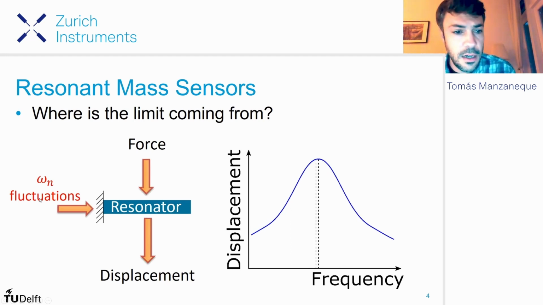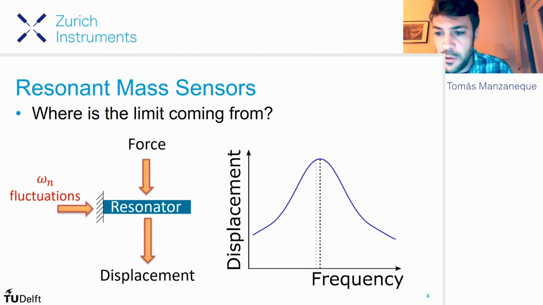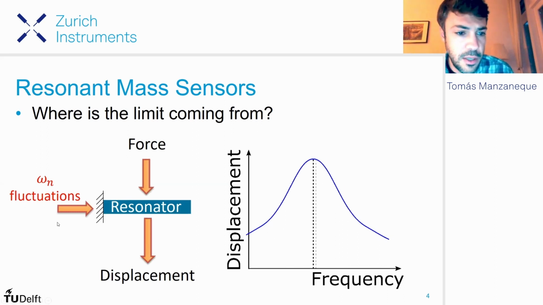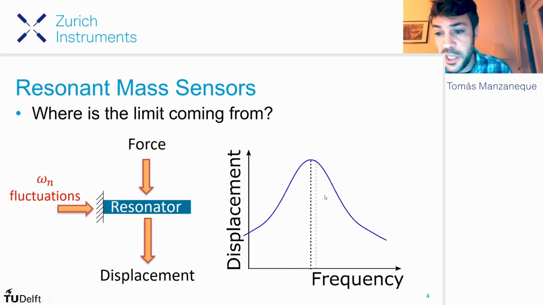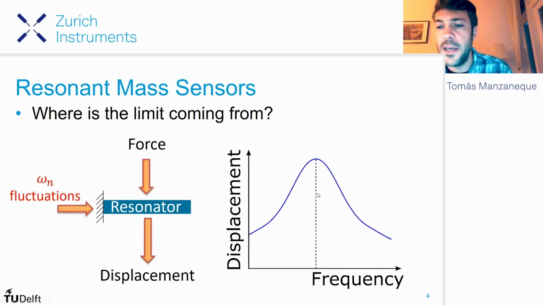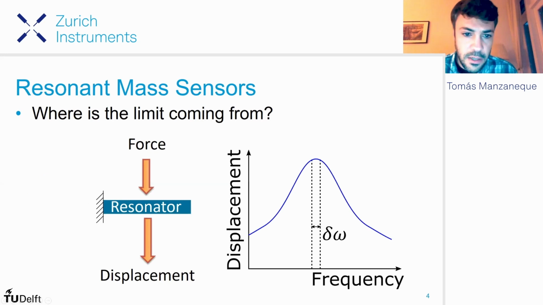For instance, if there are drifts or fluctuations in the temperature of the room or in the pressure or in the environment of the resonator, this is something that will create some shifts that we cannot predict and don't correspond to the mass that we are trying to detect. So as a result of all these processes, we will have some error in the frequency, and this will set the minimum frequency or the minimum variation in the resonance frequency that we can determine with our sensor.